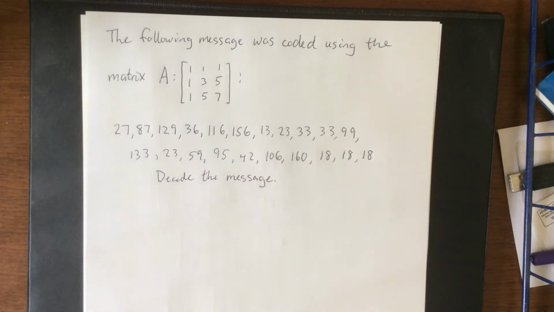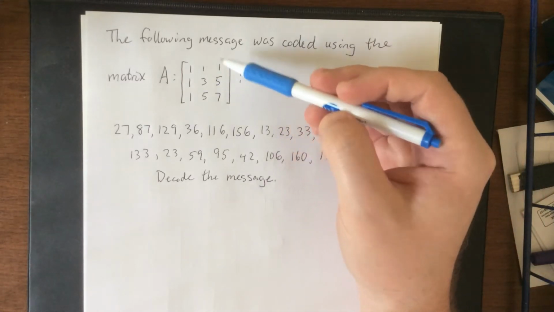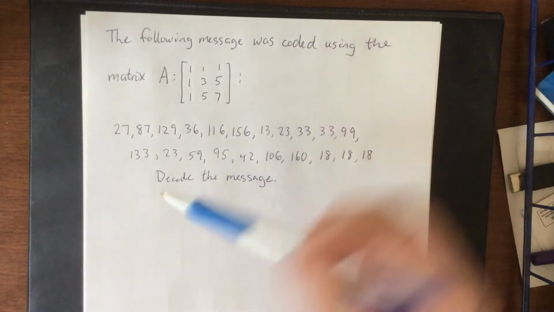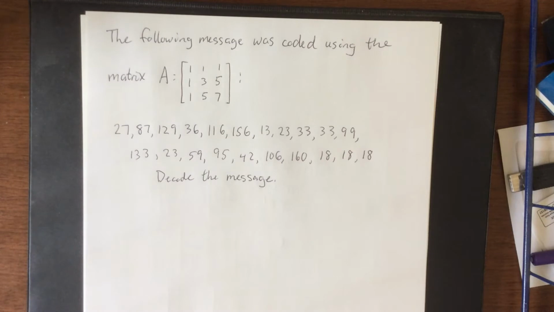In this example, we're going to be decoding a message that has been given to us. The following message was coded using the matrix A. The matrix A is a 3x3 matrix. First row, 1, 1, 1. Second row, 1, 3, 5. And the third row, 1, 5, 7. And here is a nice long string of digits that has absolutely no meaning to me as of yet. What we're going to do is decode this message.